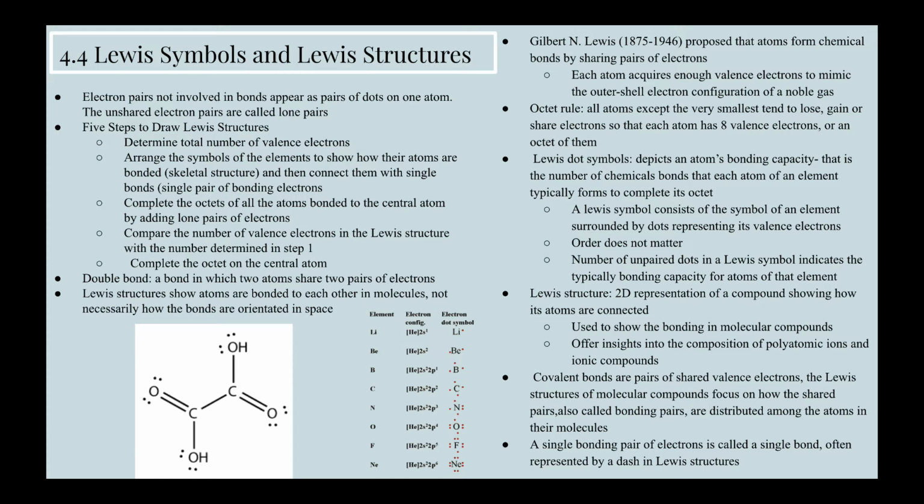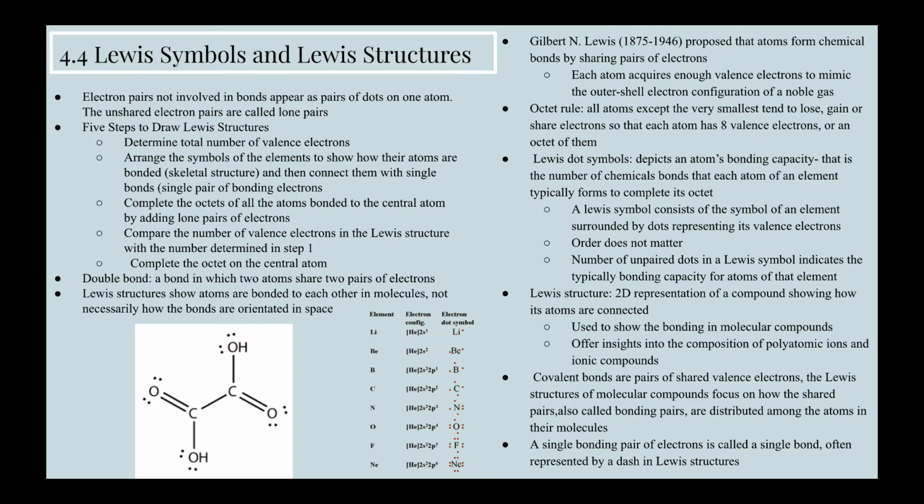Lesson 4.4, Lewis symbols and Lewis structures. This lesson basically talked about Lewis structures overall, and it even taught us how to draw them. So the 5 steps to drawing a Lewis structure. The first step is to determine the total number of valence electrons. The second step is to arrange the symbols of the elements to show how their atoms are bonded, which is known as a skeletal structure, and then you connect them with a single bond. Later in another lesson we learn more about double bonds.